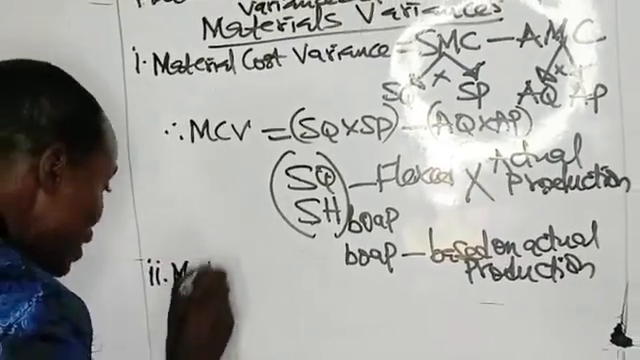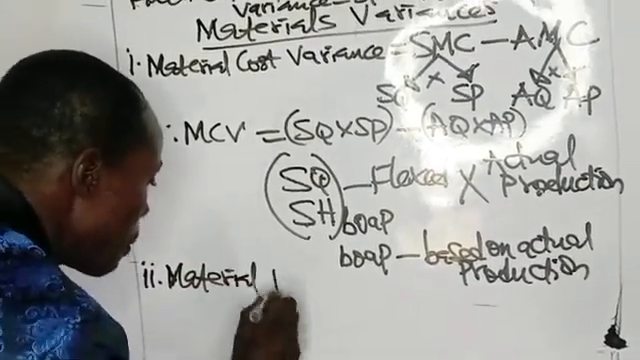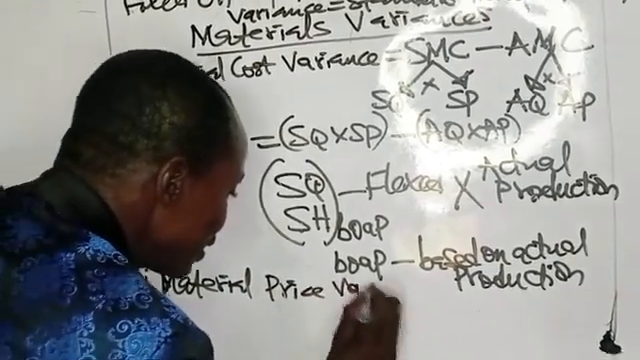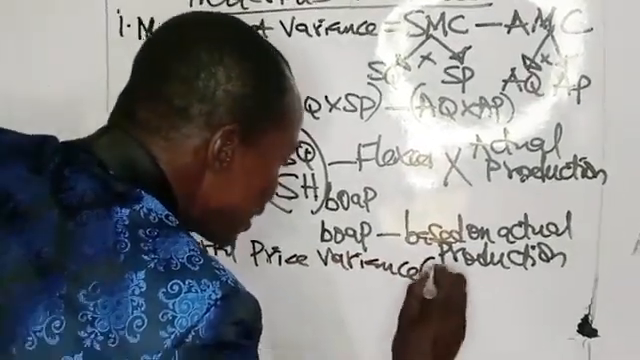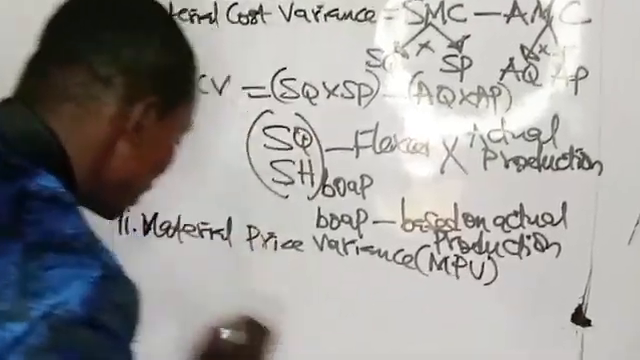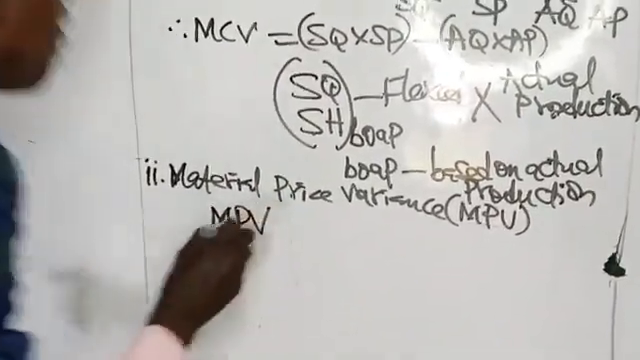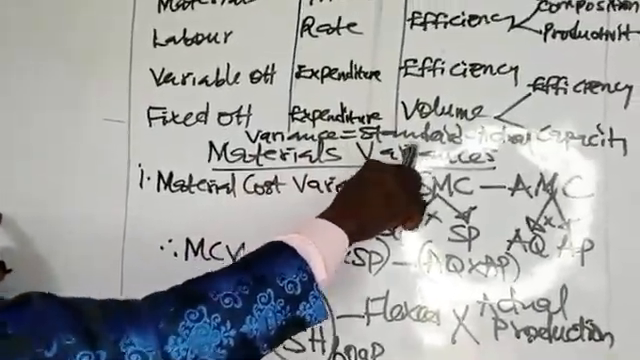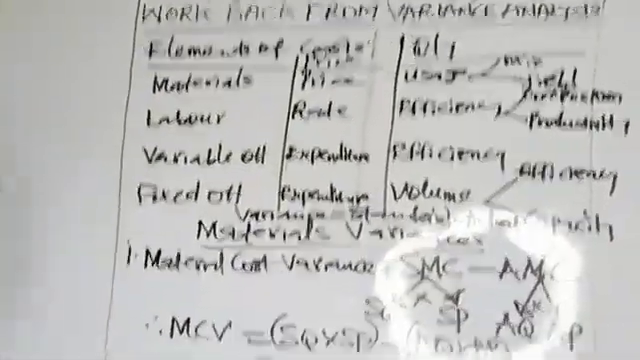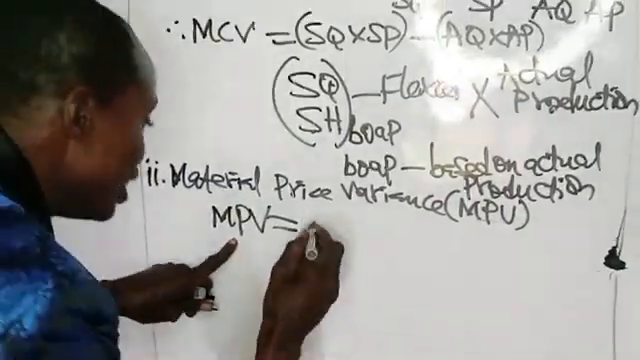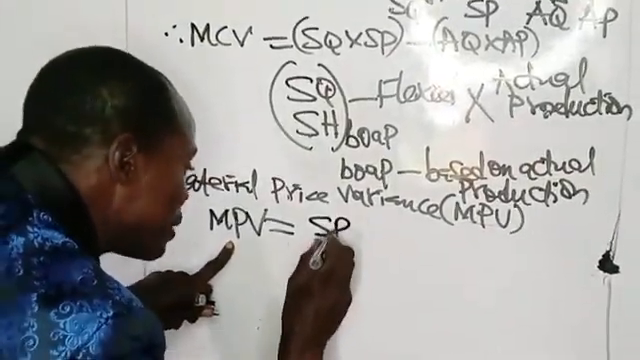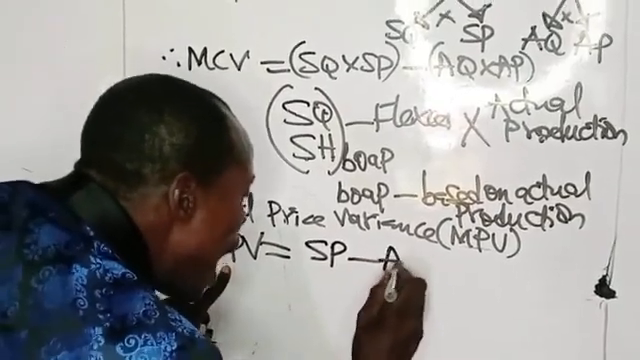Then this material cost variance can be divided into two. Material price variance. Variance is standard minus actual. So since you are focusing on price variance, you consider standard price minus actual price.